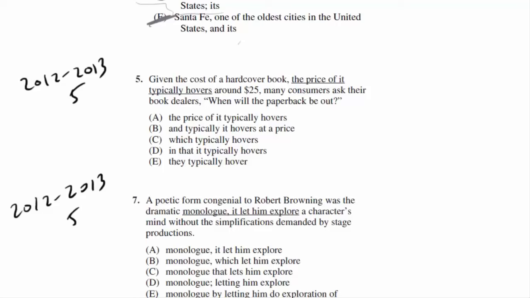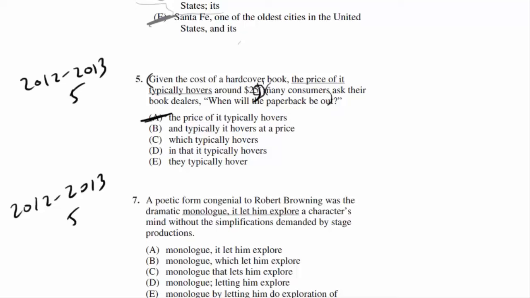Given the cost of a hardcover book, the price of it typically hovers around $25. Many consumers ask their book dealers, when will the paperback be out? So there's a lot of things going on with this one, a lot of messed up parts. But again, the main thing is the comma splice: a quasi-complete sentence and a complete sentence separated with just a comma.